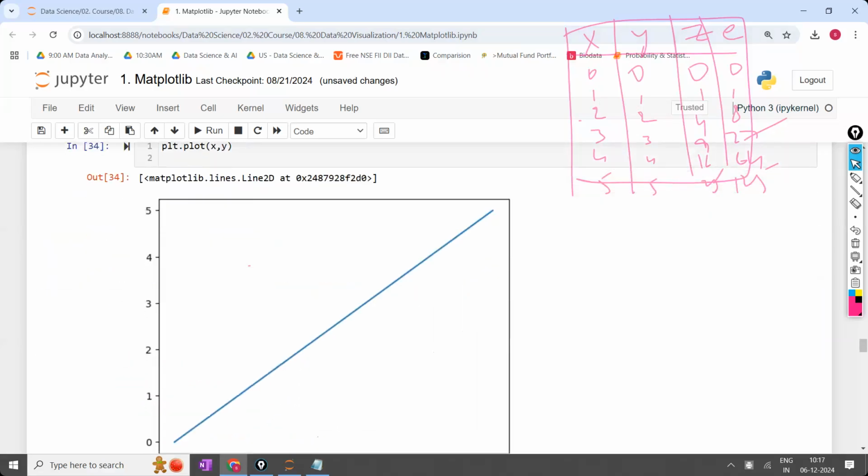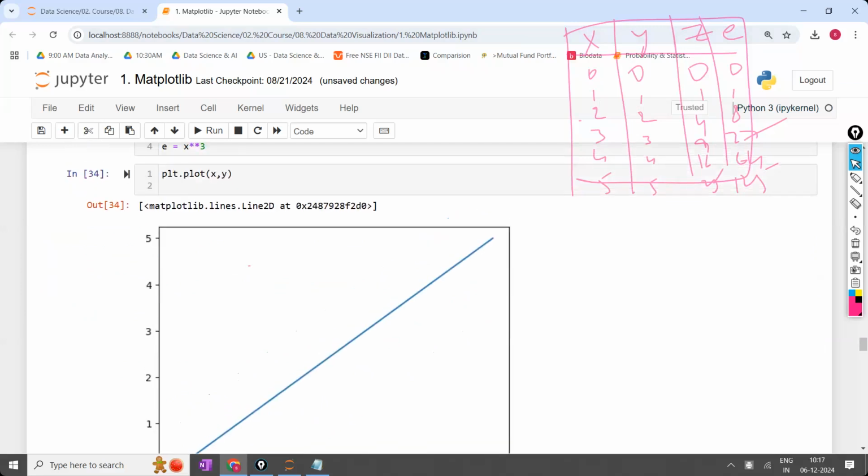First one starts with the 0. Sir, points are not there. No, sir. Add the points. How to add the points? Marker is equal to, in what way you want to add? You want to give the plus symbol, you want to give the cross symbol.